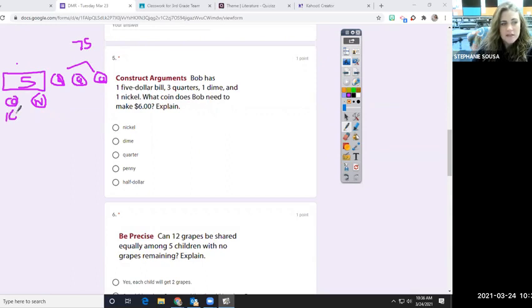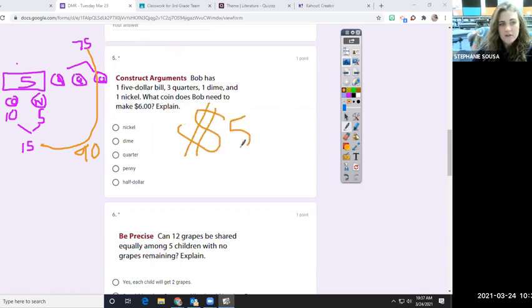$5.75. A dime is equal to 10 cents. A nickel is equal to 5 cents. So that equals 15 cents. 75 plus 15, putting these two together, is equal to 90 cents. So Bob has $5.90. That is 10 cents away from $6, and a dime is worth 10 cents. Questions on that one?